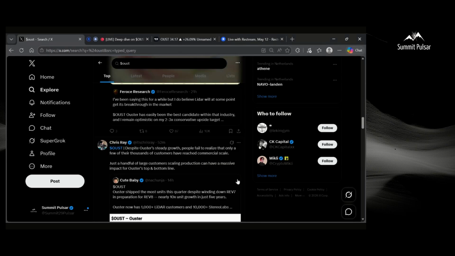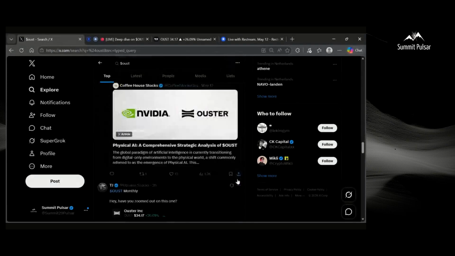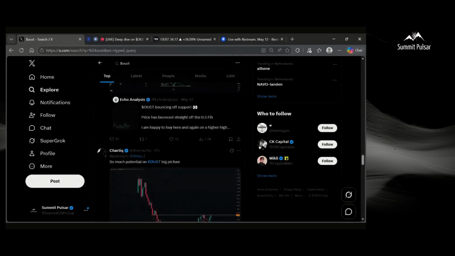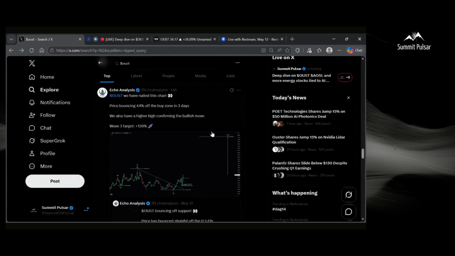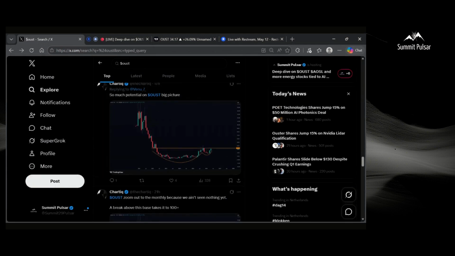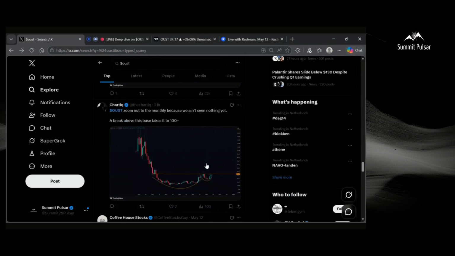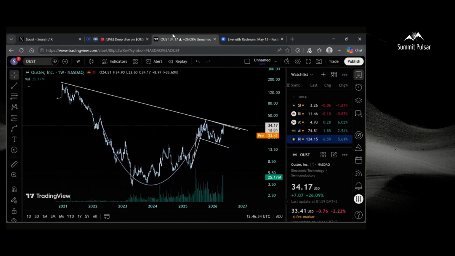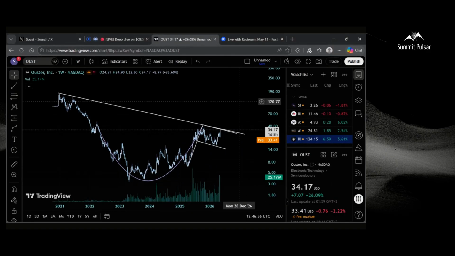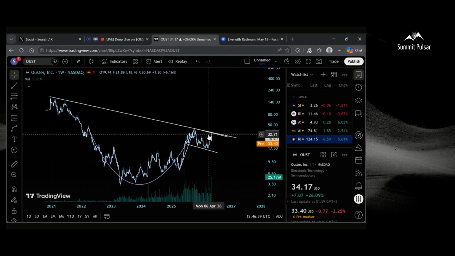It's very interesting. Once the stock breaks out with 30% in one day, people start posting tremendous price points, which is always exciting, but we have to remember to not get caught up. Somebody's posting break above this base takes it to 100 plus, which is very likely, but I don't think that it will happen during the first attempt of the breakout. Maybe it will happen in August, in the summer of 26, where the price really starts to rally.